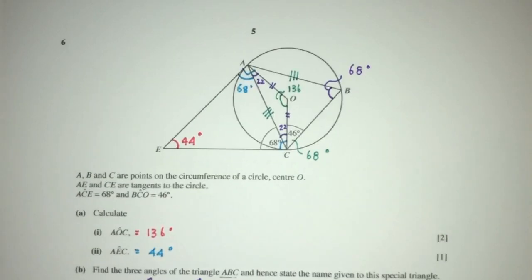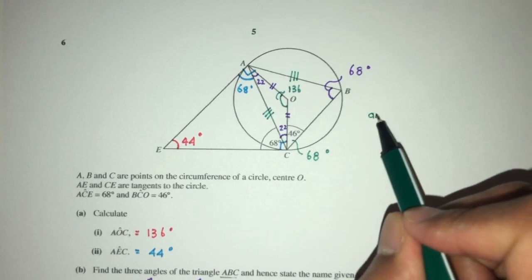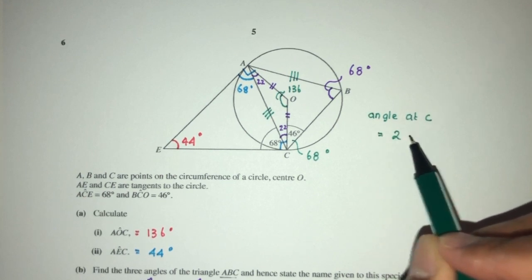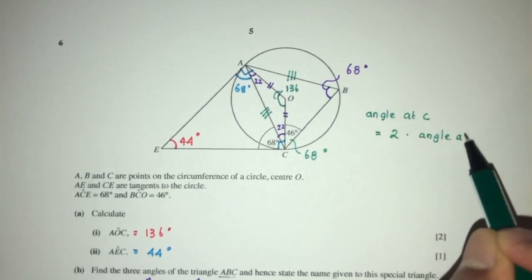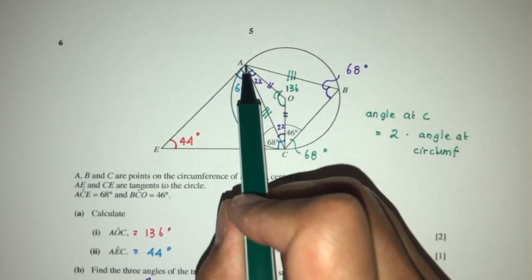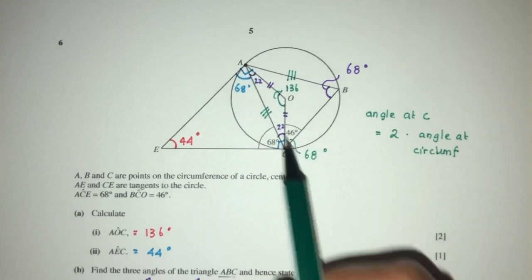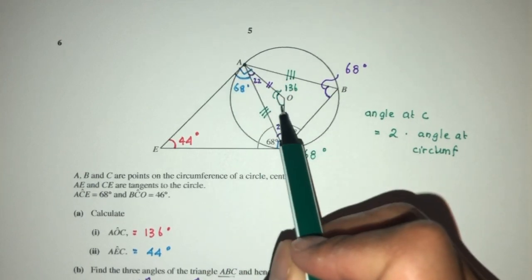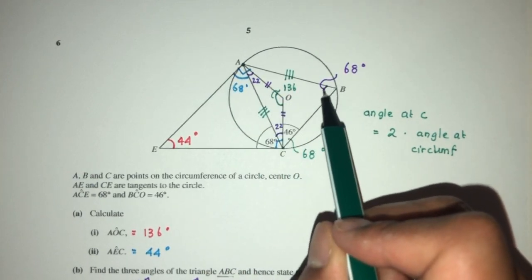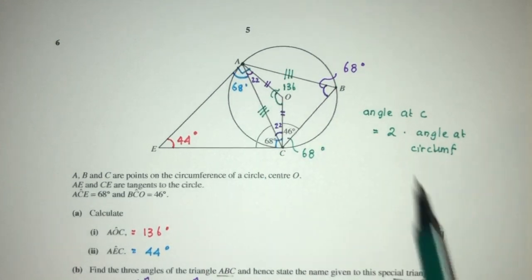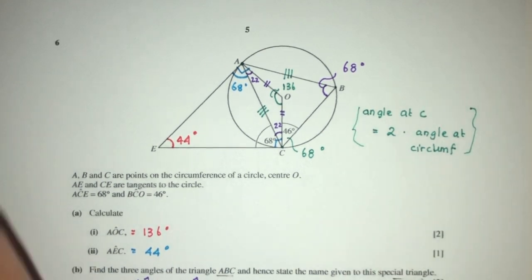The theory that I use here is that the angle at the center is always twice the angle at the circumference. They lie on the same arc AC. The angle at the center is 2 times the angle at the circumference, and B also lies on the same arc. Because of that, this theory is valid. Okay, that will be my conclusion for question number 6.